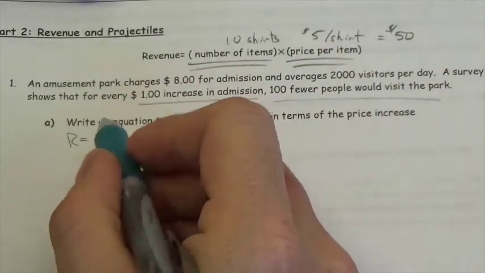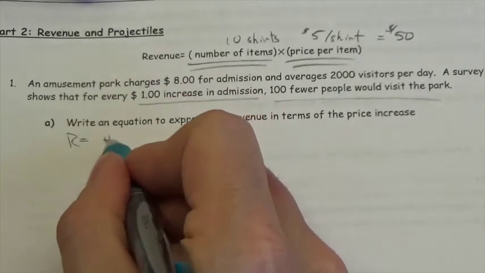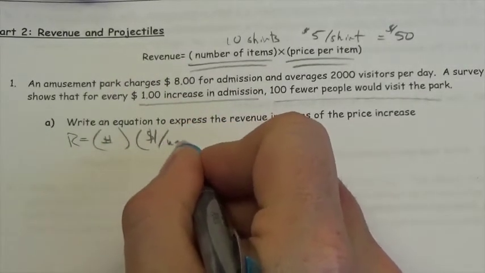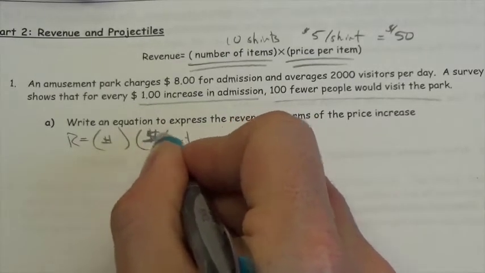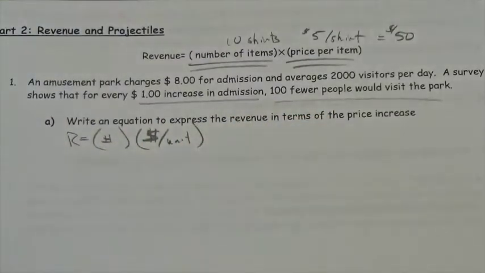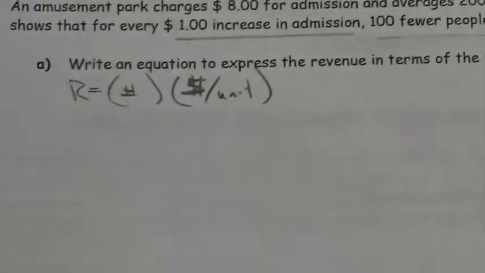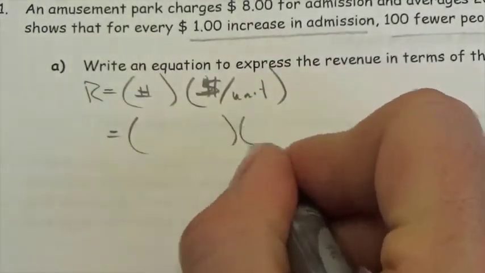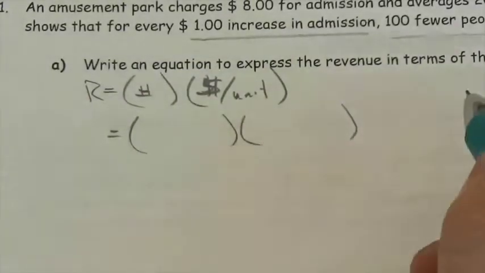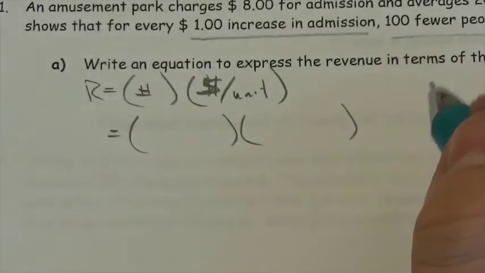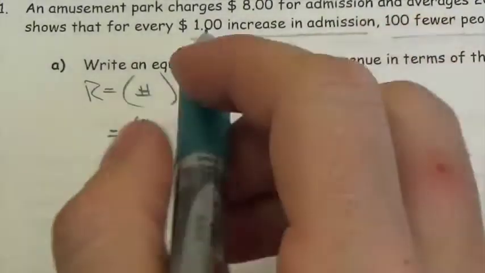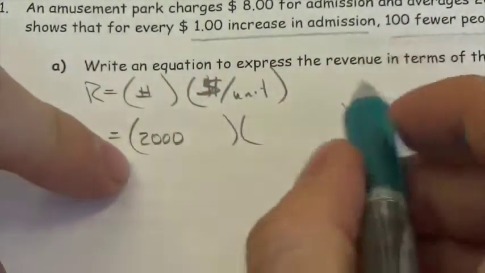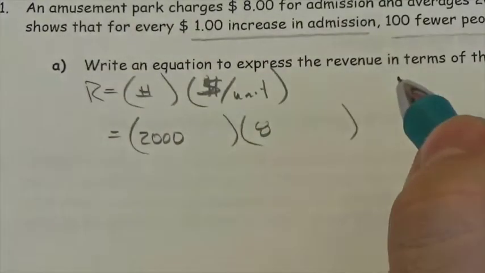But let's just take a quick look at this. So revenue is, remember, it's going to be the number multiplied by the price per unit. I'm going to zoom in a little bit so you can see that clear. So it's number times price per unit. Now, what we do here is we're going to put this into two different sets of parentheses. So how many did they sell here? Well, we are told they sell 2,000 per day. How much does it cost per ticket? Well, it's $8 per ticket.